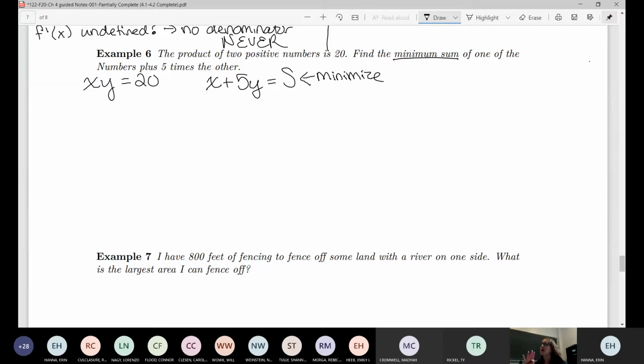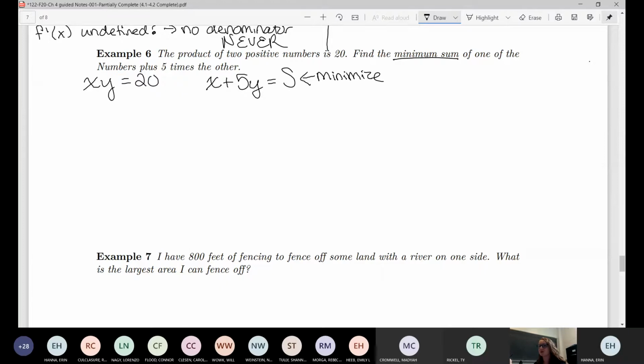But that's why we have this other equation popping into our lives, because we're going to use that second equation to replace one of our variables in the one we actually want to minimize. So we essentially need to get rid of either x or y. Since the x is by itself, I'm going to get rid of that one.